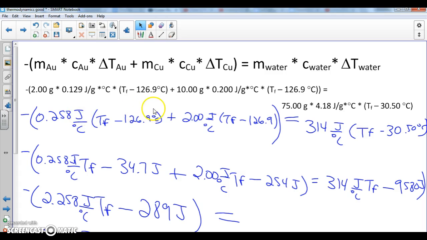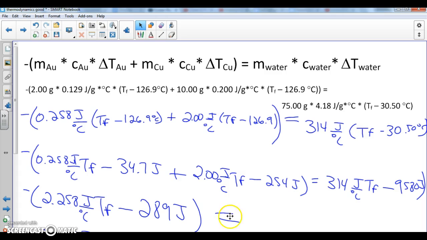Well, if I multiply this times this, my degrees Celsius for that piece would cancel. Now, same thing here. I'm going to distribute this through. So 2 times TF, so 2.00 joules per degree Celsius TF, and I'm also going to multiply 2 times the 126. I'm distributing that. That's how I get the 254 joules. Similarly, on the other side, I'm going to distribute this, so the 314 joules per degree Celsius times TF, that's how I got that. Then I take 3.14 times the 30.50 degrees Celsius, and that's how I get the 9580 joules. Notice that degrees Celsius would cancel like before. We've talked about that because those units are on top and bottom.